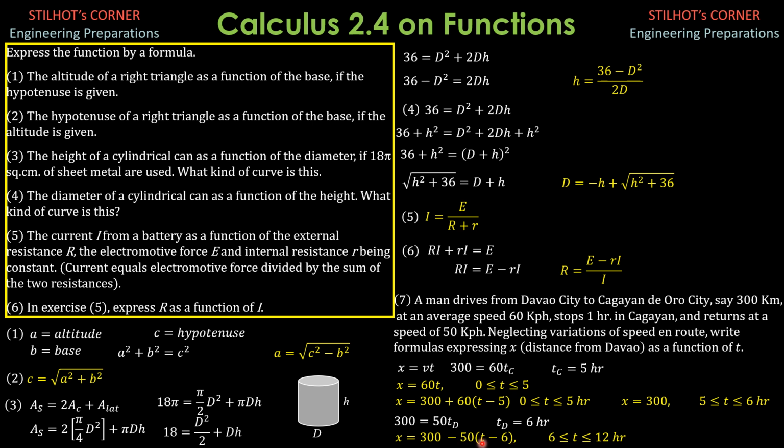So you can check when time is 6, this is 0, so the distance is 300. When time is 7, negative 50 times 7 minus 6 is negative 50. So x is 250, which is correct. So these are the formulas. x is 300 plus 60 times quantity t minus 5 for the period 0 to 5 hours. Then x is exactly 300 kilometers between 5 and 6, and x is 300 minus 50 times quantity t minus 6 for the time period 6 to 12.